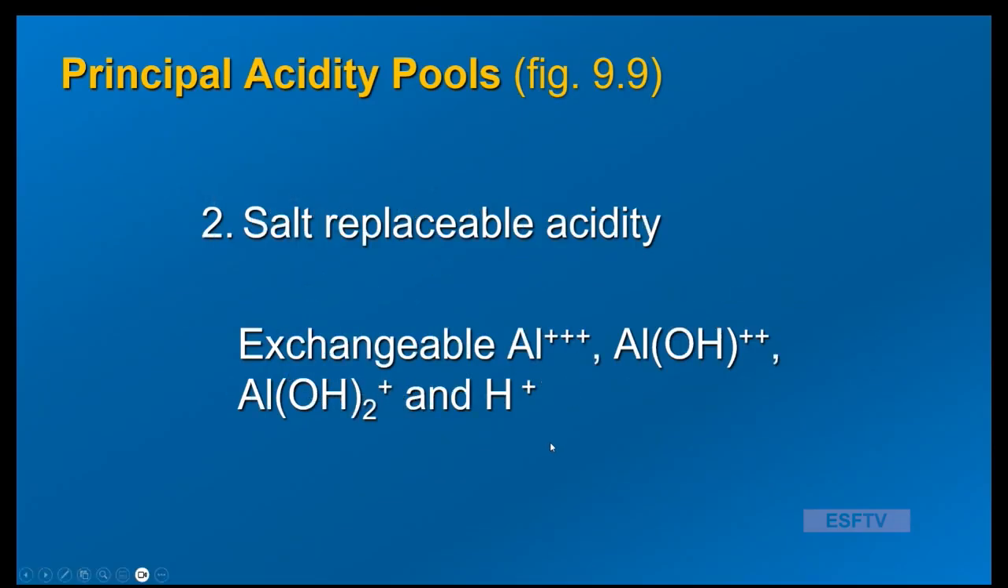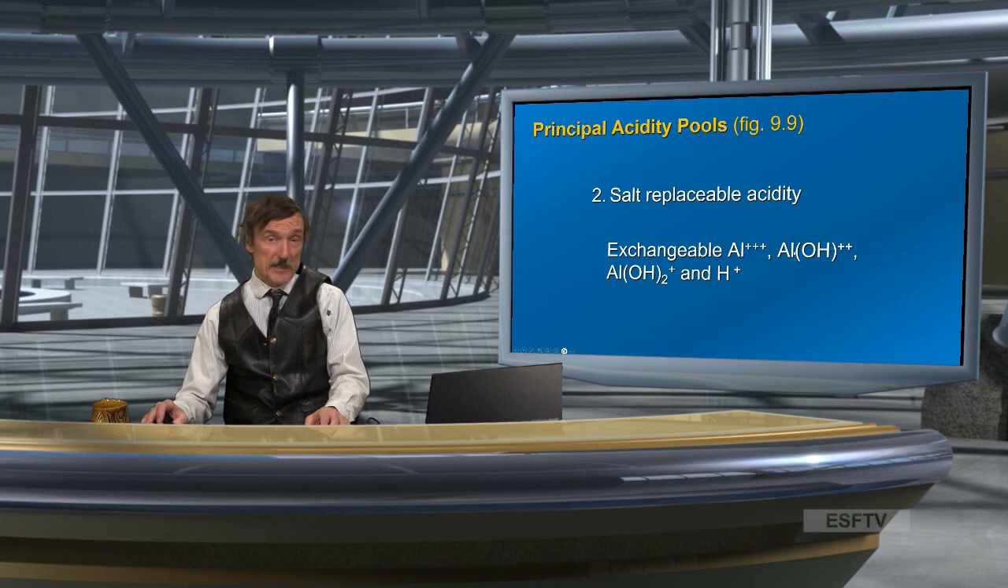Now, the second pool we think about, exchangeable or salt replaceable acidity. That is what we can push off with a salt in a simple cation exchange reaction. So what do we get out when we push this out? We get exchangeable aluminum Al3+, exchangeable aluminum hydroxyl, AlOH2+, and Al(OH)2+, and H+. So these are the versions of exchangeable aluminum that we get with salt replaceable acidity. And you know that when we push out aluminums, we generate H+. And when we push out AlOH2+, we generate H+. Okay? Salt replaceable, replaceable by a simple salt, maybe KCl, BaCl2.